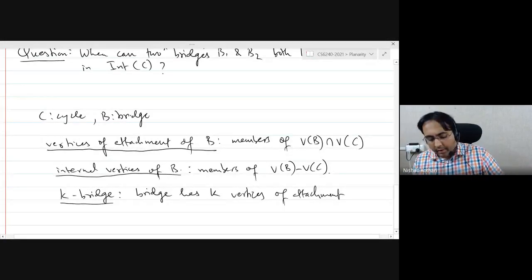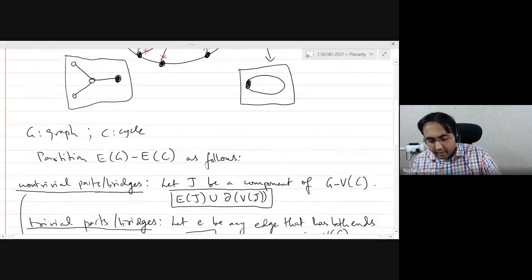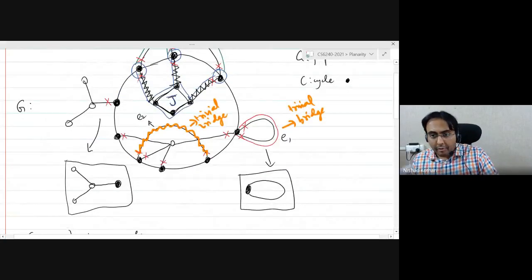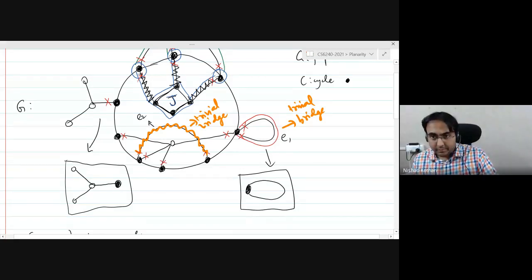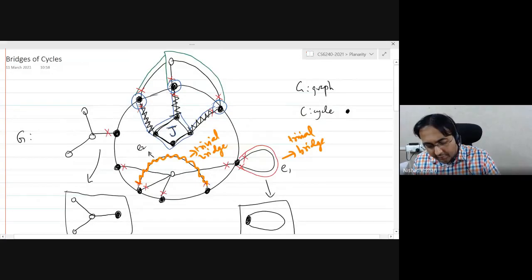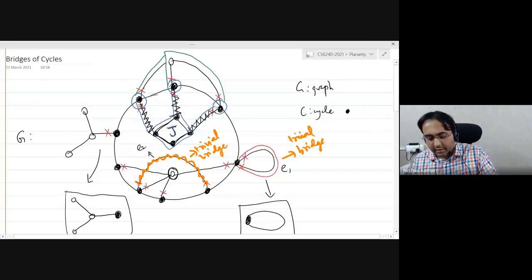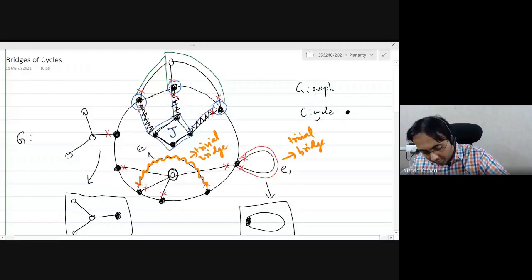Right? So a chord is either a 1 bridge or a 2 bridge. But if you have a non-trivial bridge, it could have any number of vertices of attachment. There will be at least 1 vertex of attachment for every bridge, otherwise the graph will be disconnected. In our drawing here, the blue and the green bridges both have 3 vertices of attachment, and these 3 are actually the same set of vertices. And we have a bridge here corresponding to this vertex and the edges leaving that vertex that has 4 vertices of attachment, right? 1, 2, 3, and 4.